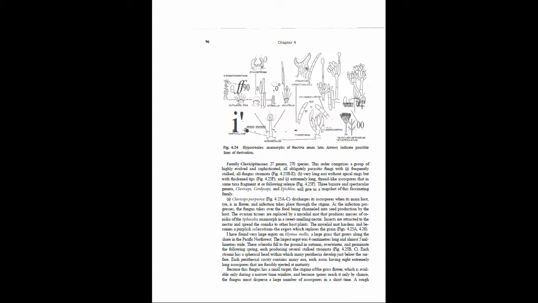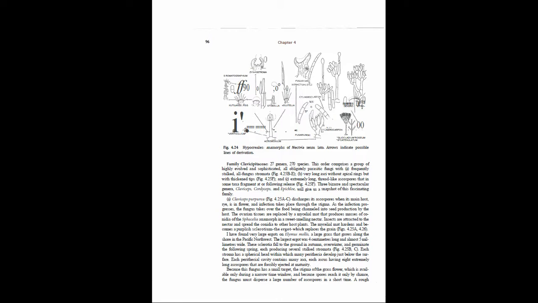A. Claviceps purpurea, Fig 4.25a-c, discharges its ascospores when its main host, rye, is in flower, and infection takes place through the stigma. As the infection progresses, the fungus takes over the food being channeled into seed production by the host. The ovarian tissues are replaced by a mycelial mat that produces masses of conidia of the Sphacelia anamorph in a sweet-smelling nectar. Insects are attracted to the nectar and spread the conidia to other host plants. The mycelial mat hardens and becomes a purplish sclerotium, the ergot, which replaces the grain, Figs 4.25a, 4.26.